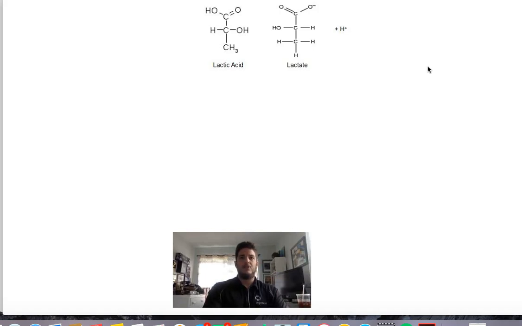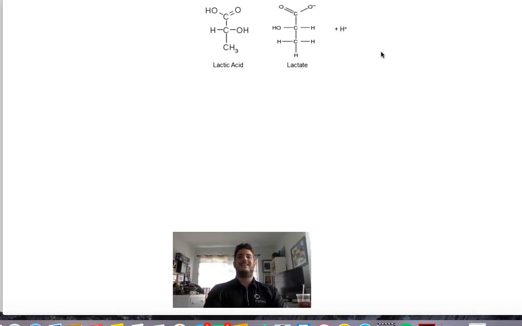The glycolytic energy pathway produces lactic acid, which quickly dissociates, releasing a hydrogen ion. So hydrogen is the main component here. The remaining compound then combines with sodium ions and potassium ions to form a salt called lactate.